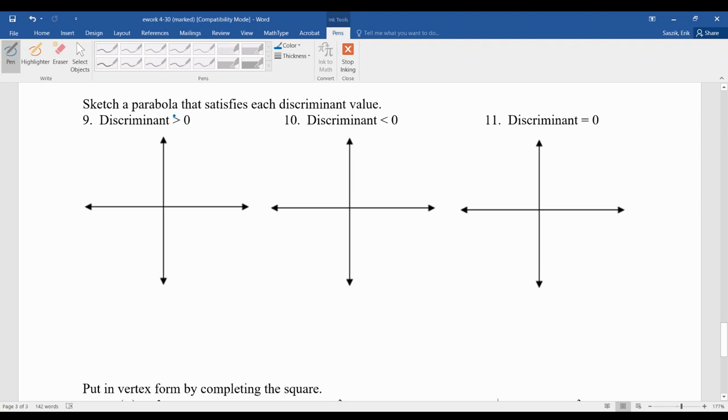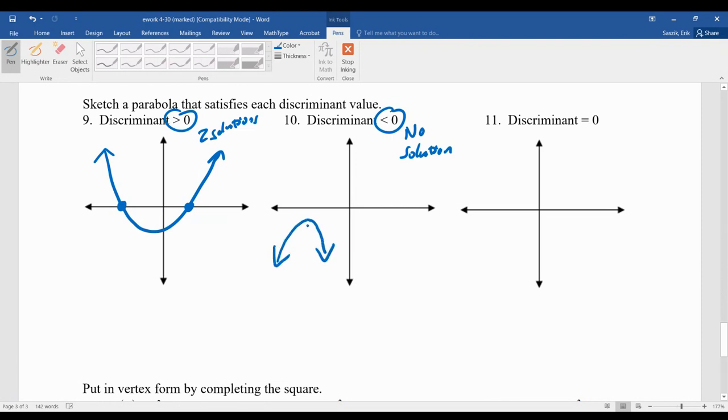A discriminant greater than 0 means it's positive. That means there are two solutions. So that would be a parabola that would look something like this, because that would be one solution, that would be the other. Remember, the solutions are the x-intercepts. This is less than 0. That's negative. That means no solution. So you could have a parabola like that that doesn't hit the x-axis. It could be like this as well. It doesn't matter. There's an infinite number we can draw, just as long as they don't cross the x-axis at all.